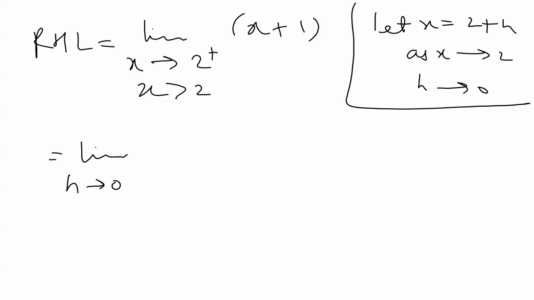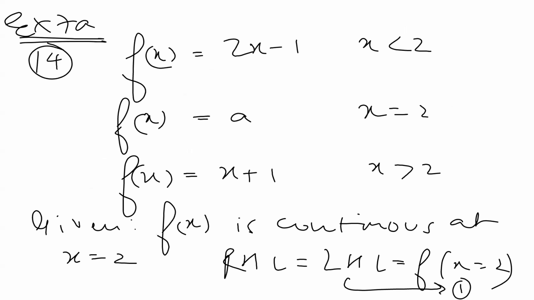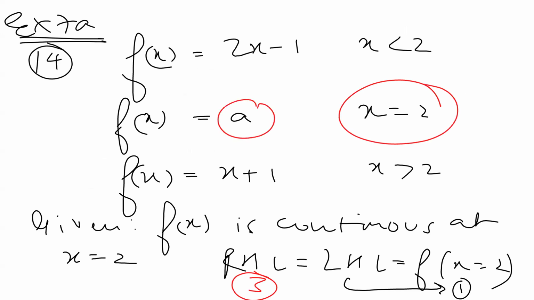Limit h approaches 0, x is 2 plus h plus 1, 2 plus 0 plus 1 is equal to 3. Now see guys, we got by RHL this is equal to 3. And f of x at x equal to 2 is a, and we need to find out the value of a. So directly we can say a is equal to 3. No need to calculate LHL. Even if you are calculating LHL, this will be 3 only. So a is equal to 3 in this case. No need to solve LHL in this way.